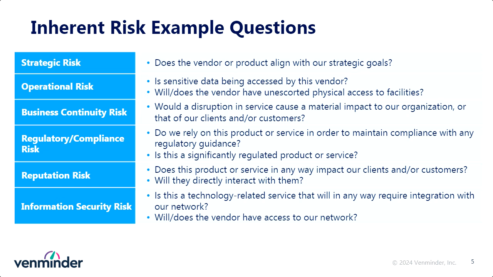And one thing I want to mention that will become more apparent as we go through each risk type is that there's often a lot of overlap between 2 or more inherent risks. For example, that first question for operational risk asks, is sensitive data being accessed by the vendor? If you answer yes, that could present operational risk, but also regulatory risk, information security risk, and even reputation risk.